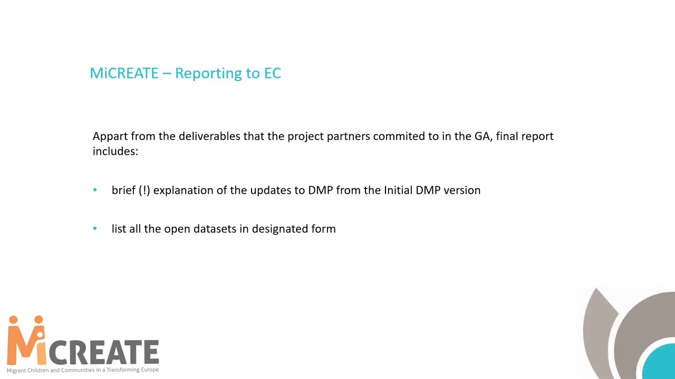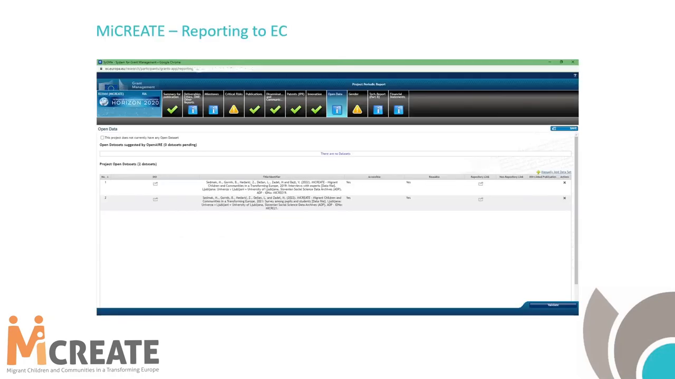And the last thing that we didn't know about, but luckily we had our things prepared in that way, is a list of all open data sets, and there is a designated form by the European Commission that you have to fill in with information. Once the project is finished, you have a deadline until when you have to put in all the reports for the Commission. The administrator of the project fills in the forms, and one of the forms is about open data sets. This is how it looks once you filled in the form. This is just two data sets from many others that were put in.